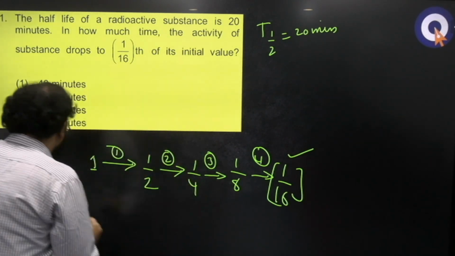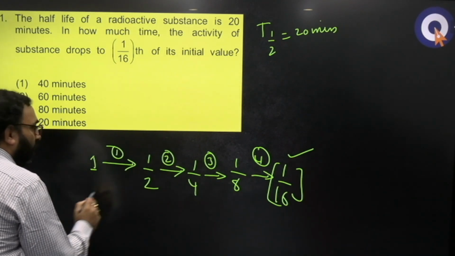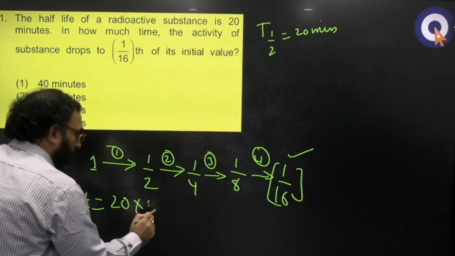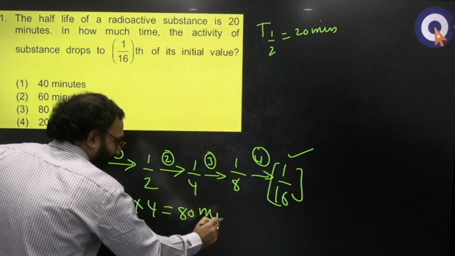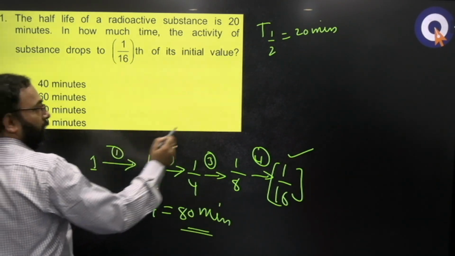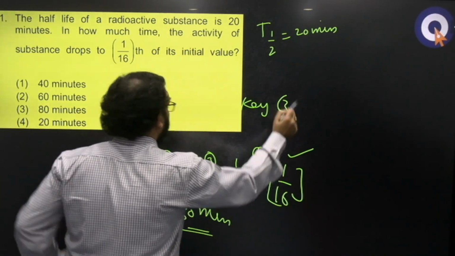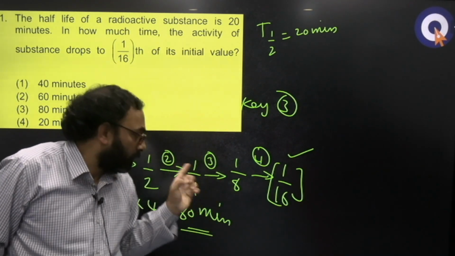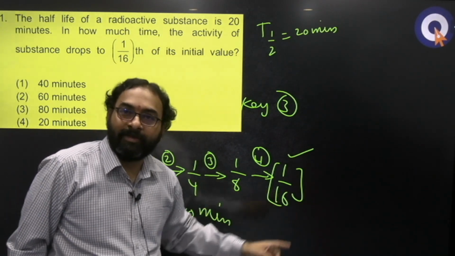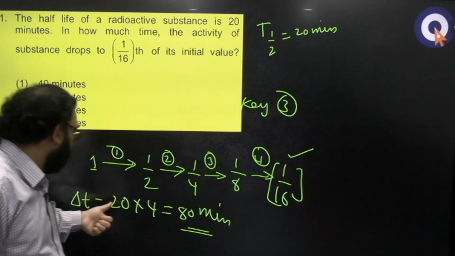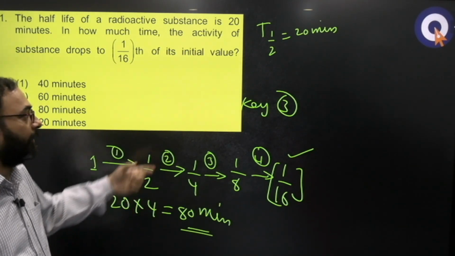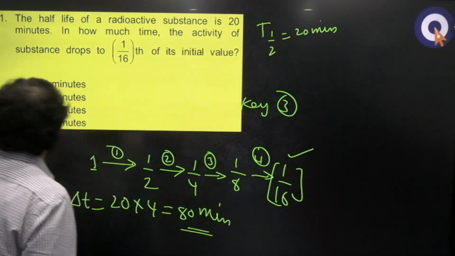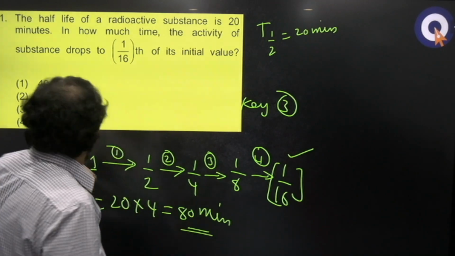4 half-lives. One half-life is 20 minutes, so 4 half-lives will take a time of 80 minutes. That's it. So the answer is 80 minutes. The key is 3, 80 minutes. Why? Because it takes 4 half-lives to reduce to 1/16th of its initial value. So 4 into each half-life of 20 minutes, for 4 half-lives it is 80 minutes. We'll proceed to the next question, all of you.